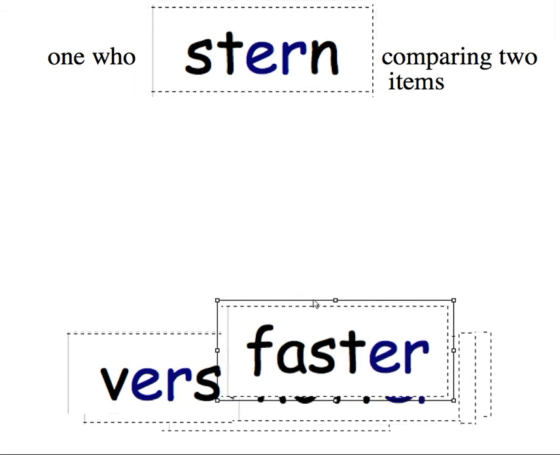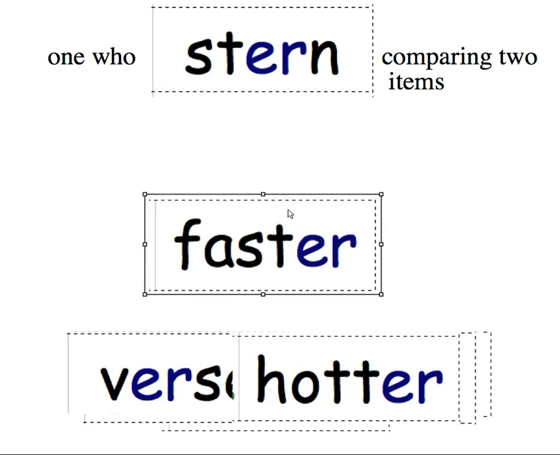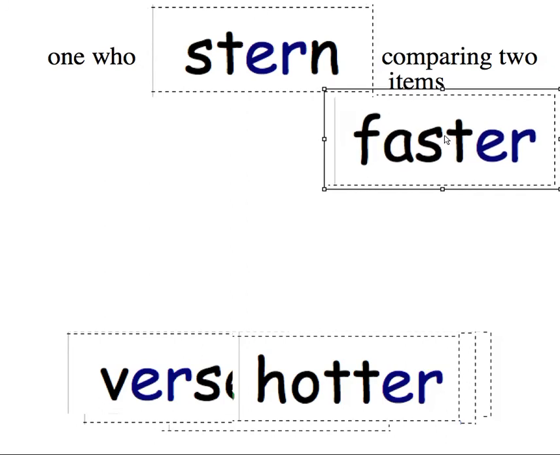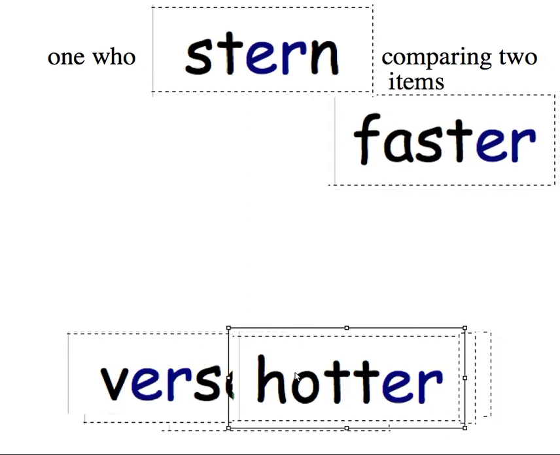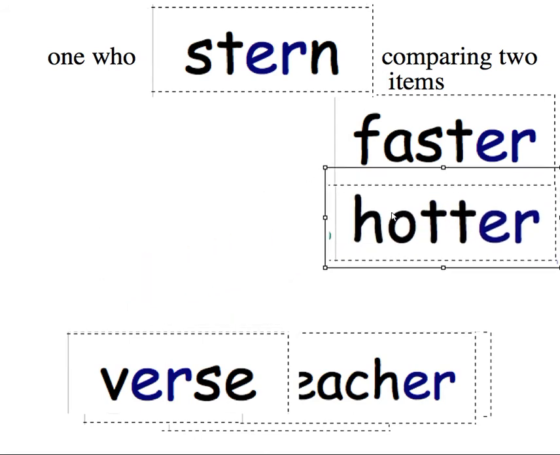Okay, here we go. This is one. This will go into one of those columns. Faster. Does faster mean one who, or does it compare 2 things? Write it down. Pause it and write it down. Faster. I am faster than you are. Very good. How about hotter? Is hotter someone who is hot, or are you comparing 2 things? Very good. You're comparing 2 things.